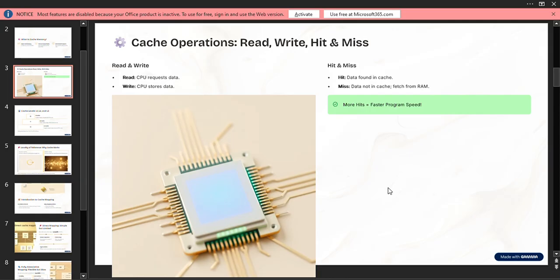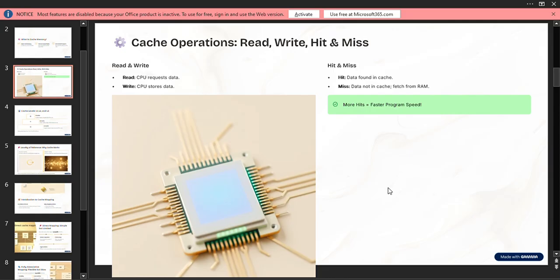The next one is miss. A miss is when the data is not found in the cache, so it is fetched from the RAM. If the data isn't in the cache, it's a cache miss, and the CPU must fetch it from the main memory, which is slower. Take note: more hits mean faster performance. Why do we say this? This is because less time is spent waiting for data.